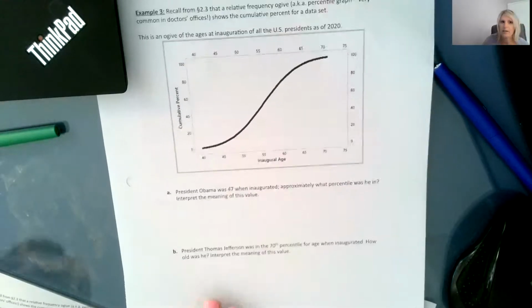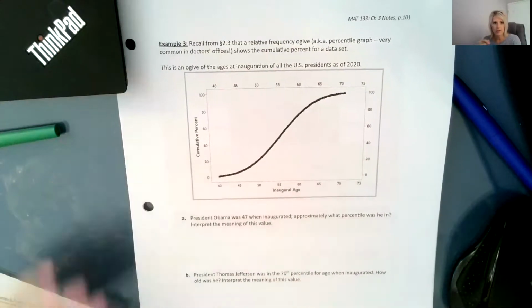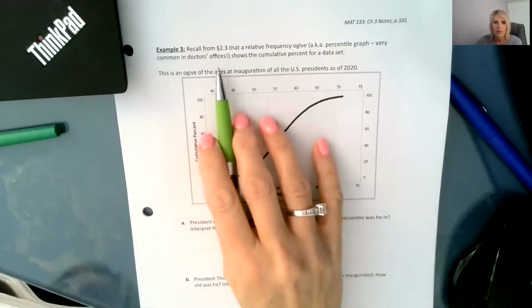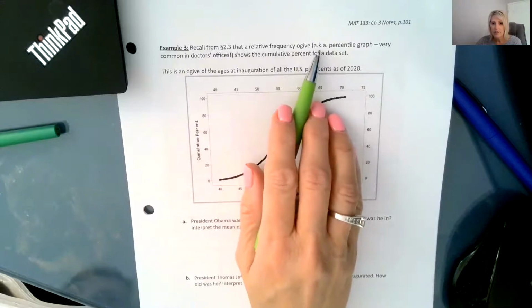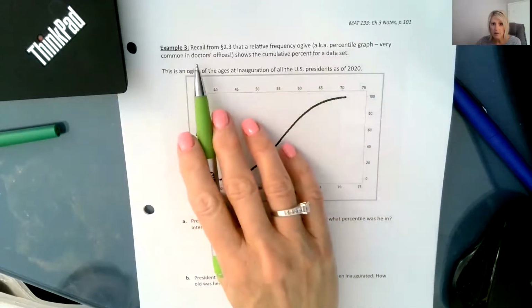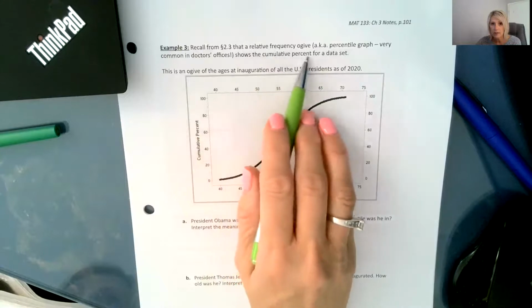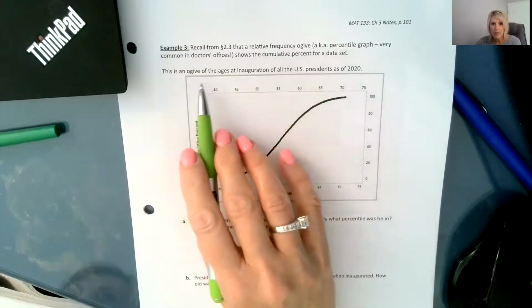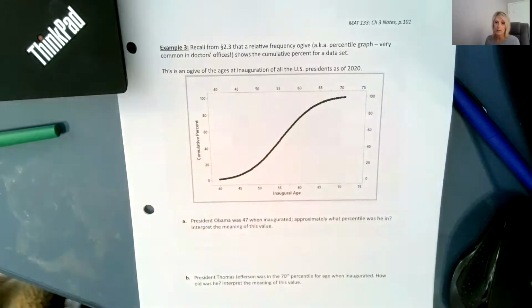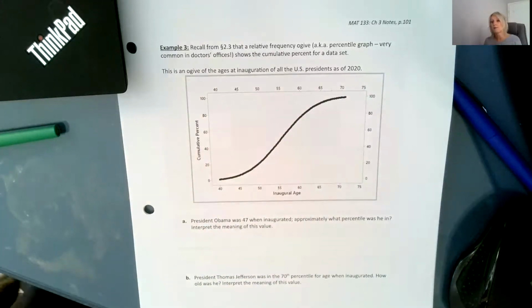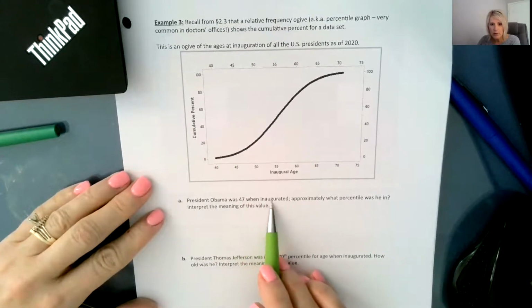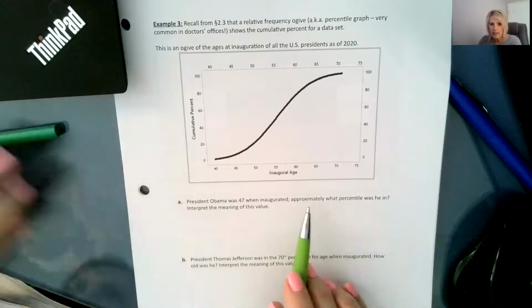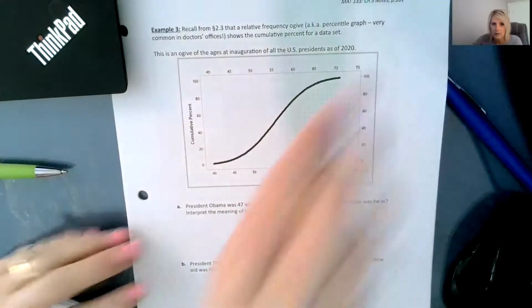Let's look here at another example, kind of going back to some graphs that we did back in chapter 2. It says recall from 2.3 that a relative frequency ogive is also a percentile graph, common in doctor's offices, that shows the cumulative percent for a data set. This is an ogive of the ages at inauguration of all the US presidents as of 2020. It says President Obama was 47 when inaugurated. Approximately what percentile was he in? Interpret the meaning of this value.